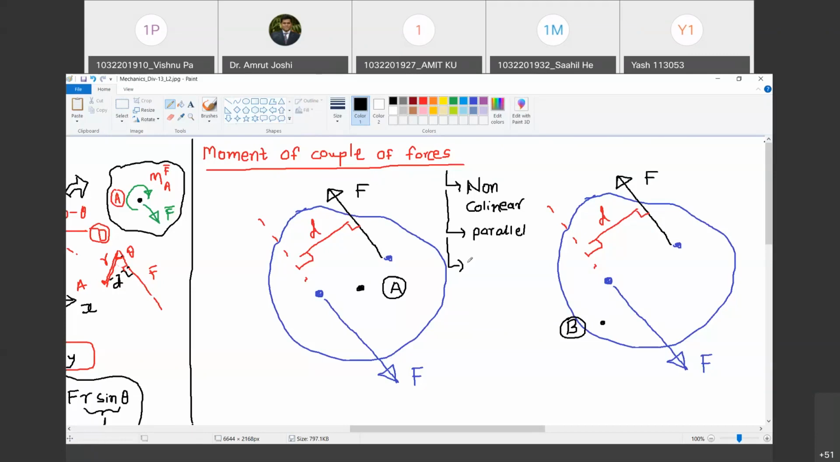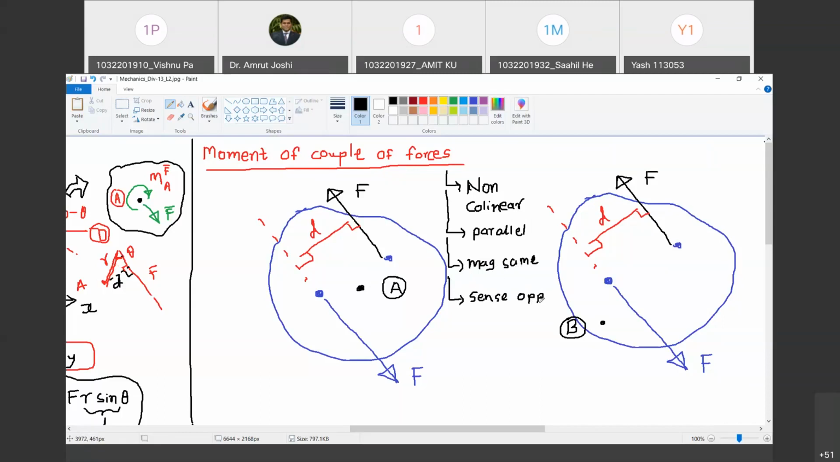Third quantity, their magnitudes must be same. Sir, why is this point necessary that magnitude should be same? I will tell you that. We will come to that in a while. Okay. So magnitudes must be same. And next point is their sense must be opposite. Or we can combine point number 2 and point number 4 and we can simply say they must be anti-parallel. Are you with me?